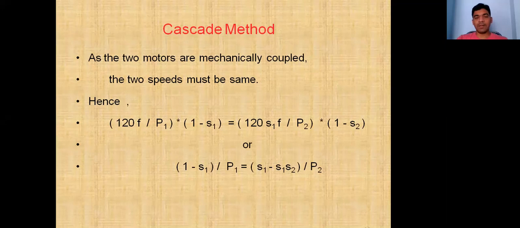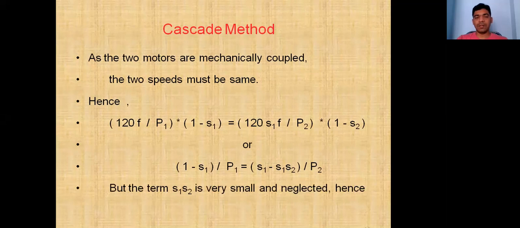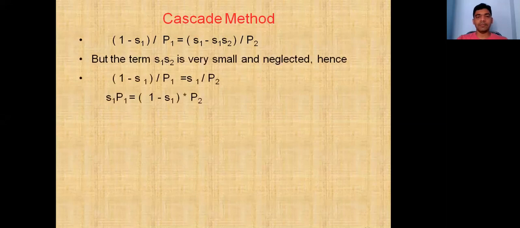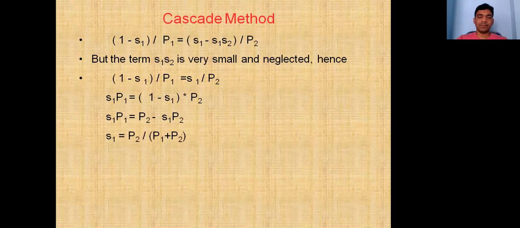Now, (1 minus S1) by P1 is equal to (S1 minus S1 S2) by P2. But the term S1 S2 is very small and is neglected. So (1 minus S1) by P1 is equal to S1 by P2. S1 P1 is equal to (1 minus S1) into P2. S1 P1 is equal to P2 minus S1 P2. S1 is equal to P2 by P1 plus P2.